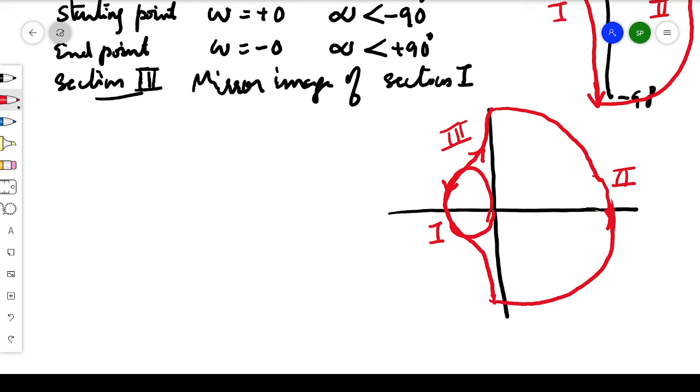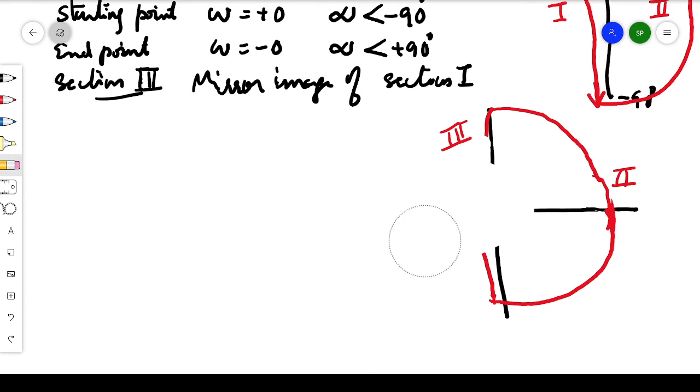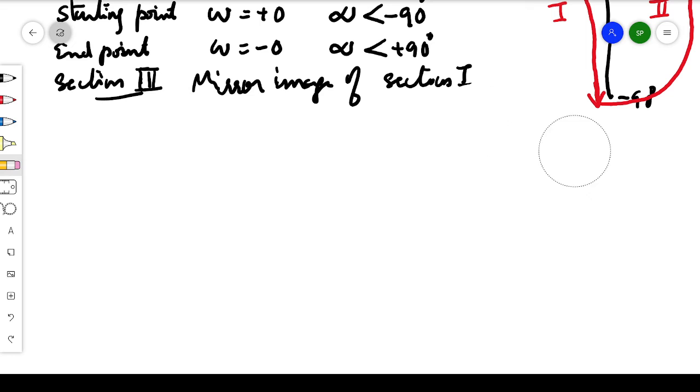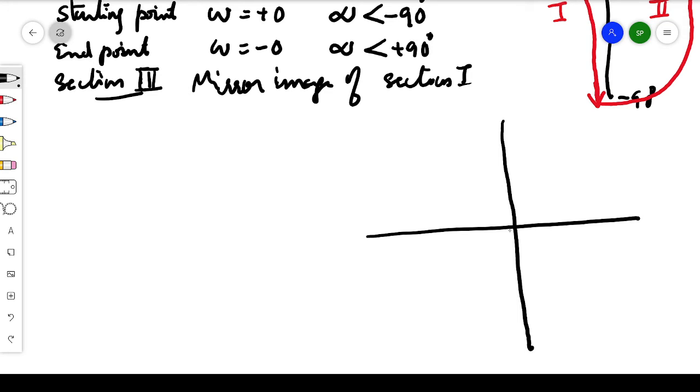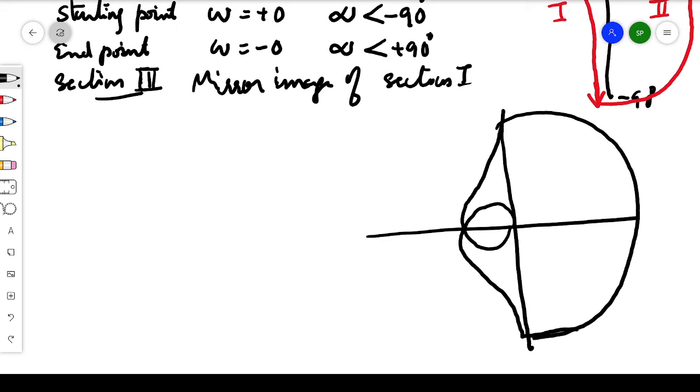Actually, this plot is not looking proper. I'll just redraw it. You can't clearly understand it from that diagram. Okay, I'll draw it here. Then this is our second plot, then this one. This is better now. This one is the first section, this is the second section, and this is our third section.